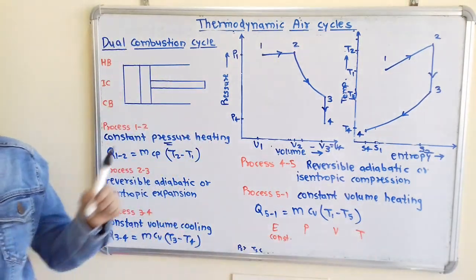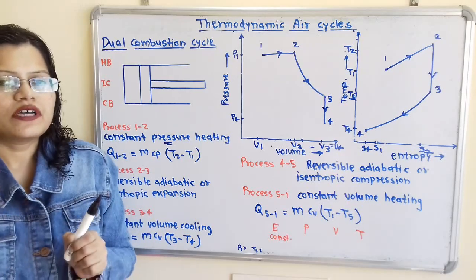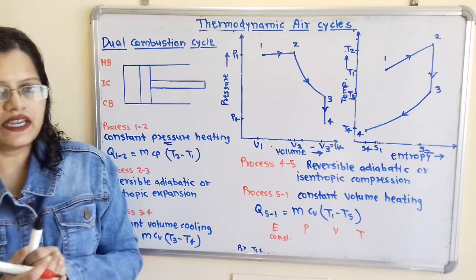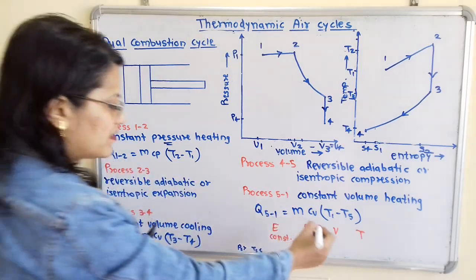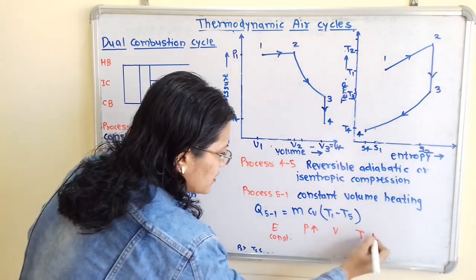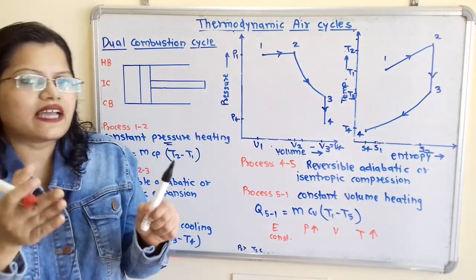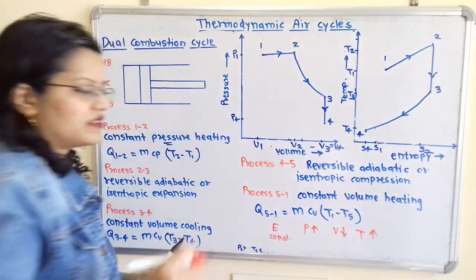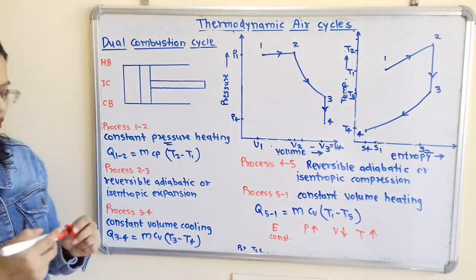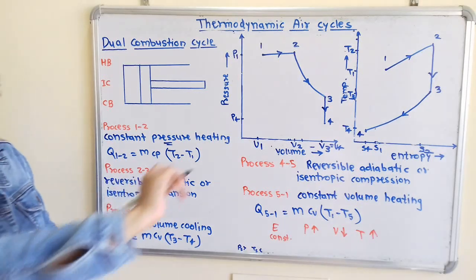Now what is the effect on pressure, volume and temperature? So what is happening during compression? During compression we know the pressure is getting increased. So as pressure is getting increased, temperature is also getting increased. So here is increase in pressure and temperature. So as pressure is getting increased, volume is getting decreased. So this is the relation that you have to note down. Now we will show all the processes.